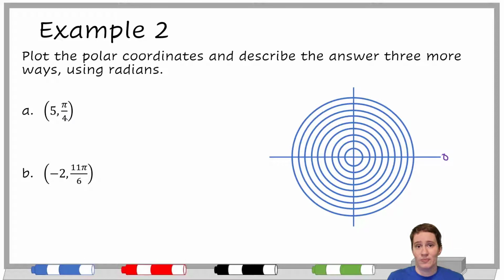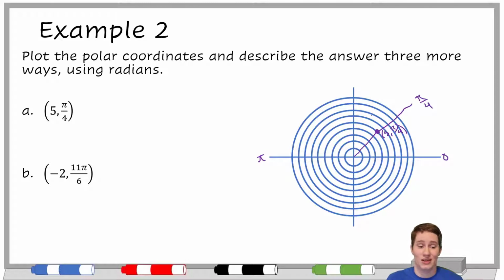So pi/4 is a fourth of a pi. Pi is the same as 180. So if we're going a fourth of the way to pi, it is a 45-degree angle. Here's pi/4. And then we're going to go along this 5. 1, 2, 3, 4, 5. So here is 5, pi/4.